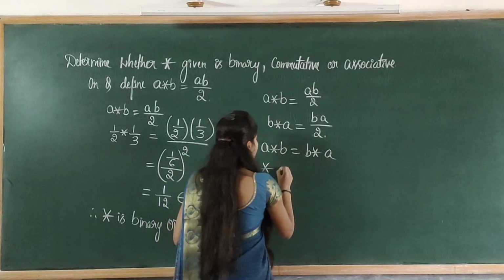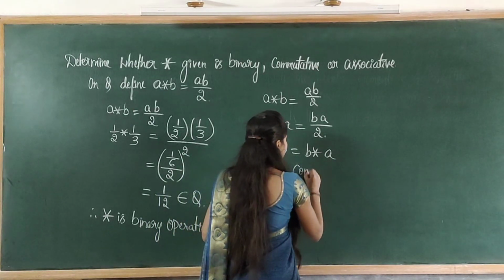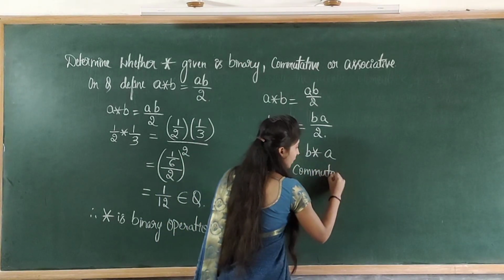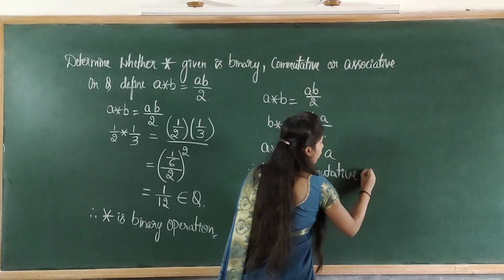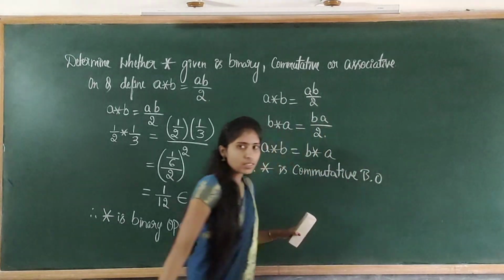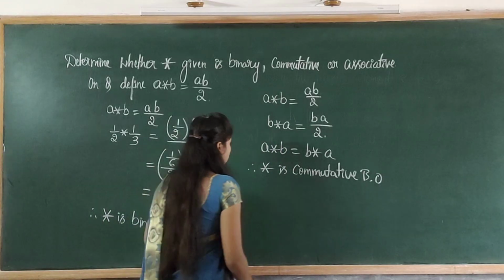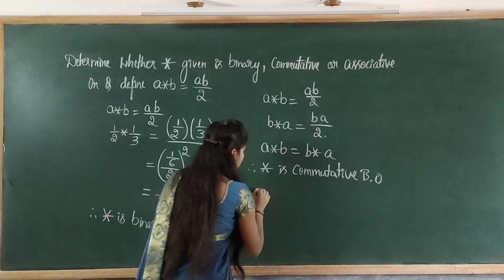Therefore, star is a commutative binary operation. Okay. The next one is associative. Check it for that. For associative, the condition is what?